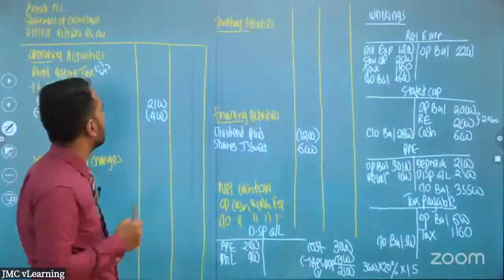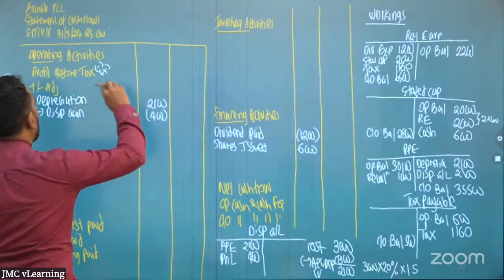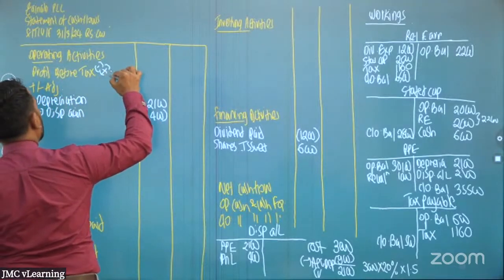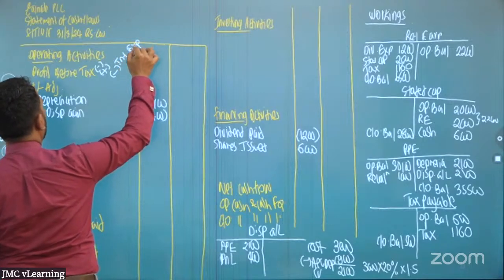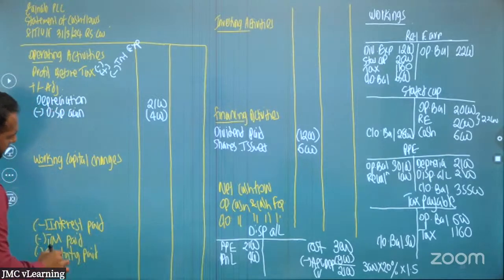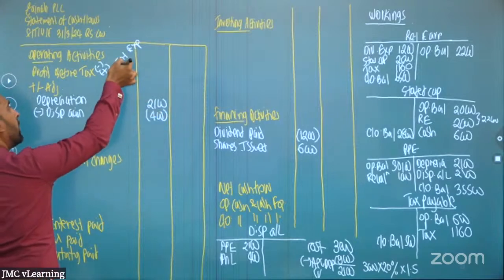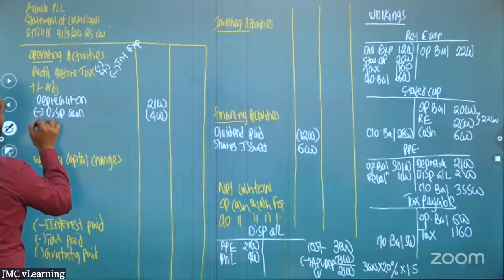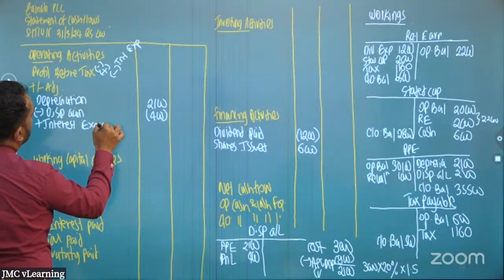How to adjust it? First, what we need to understand is in your PBT, we have already deducted the interest expense. And we have a separate place to record the interest paid. So it is already deducted, and I have to remove this already deducted item. So I'm going to add back the interest expense.